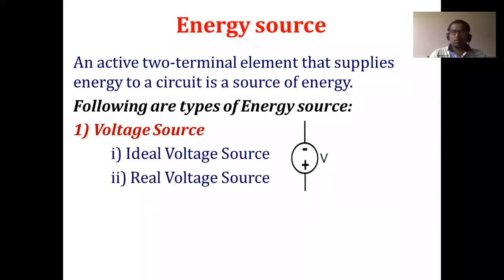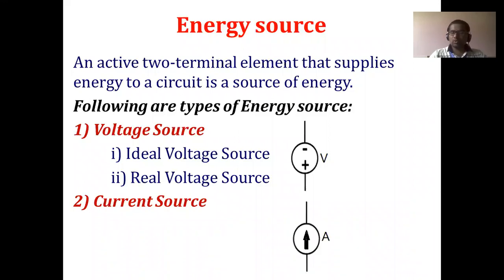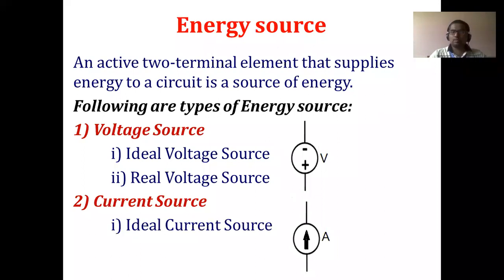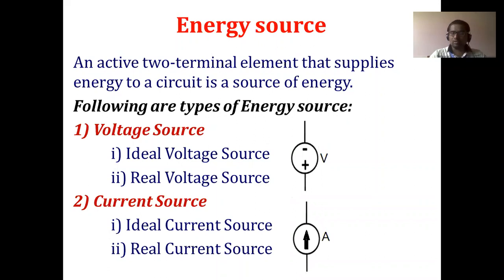And the voltage source has two types: ideal voltage source and real voltage source. When I say ideal, you have to consider that this is an imaginary concept, and real is nothing but the physical concept. The current source, this is the symbol of a current source, and again the current source has two types: ideal current source and real current source. Let's discuss them one by one.